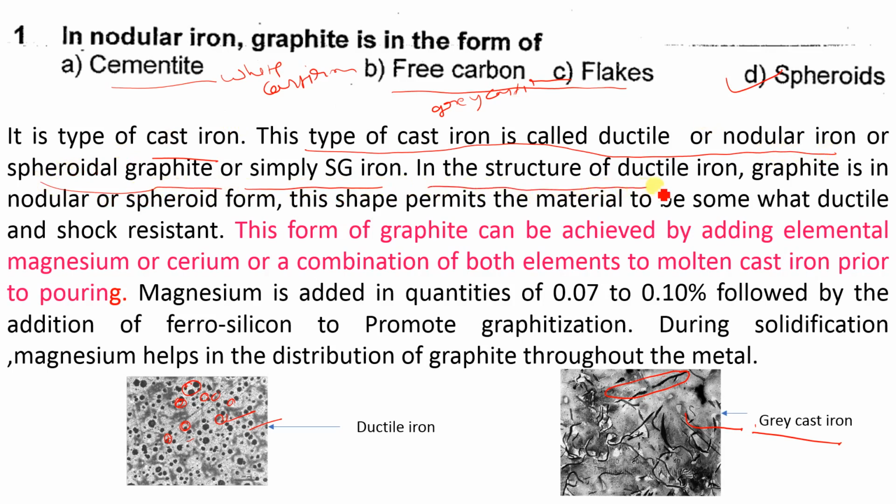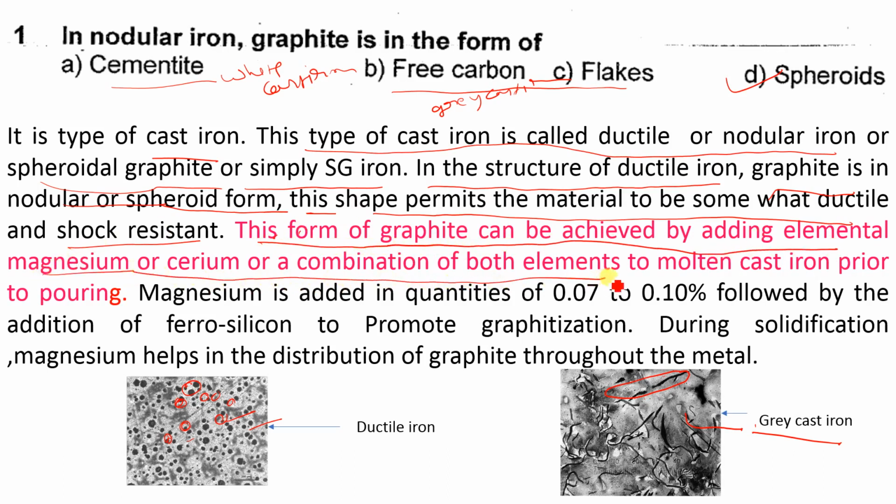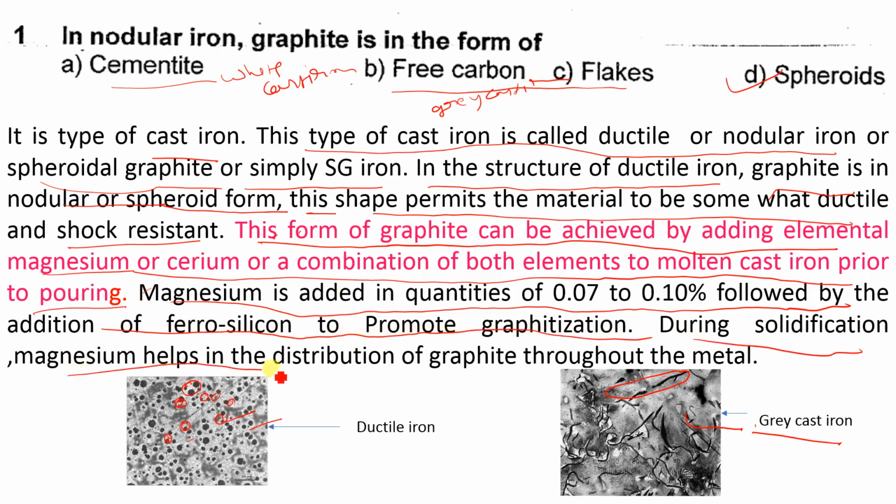In the structure of ductile iron, graphite is in nodular spheroidal form. This shape permits the material to be somewhat ductile and shock resistant. This form of graphite can be achieved by adding elemental magnesium or cerium or a combination of both elements to molten cast iron prior to pouring. Magnesium is added in quantities of 0.07% to 0.10%, followed by the addition of ferrosilicon to promote graphitization. During solidification, magnesium helps in the distribution of graphite throughout the metal.